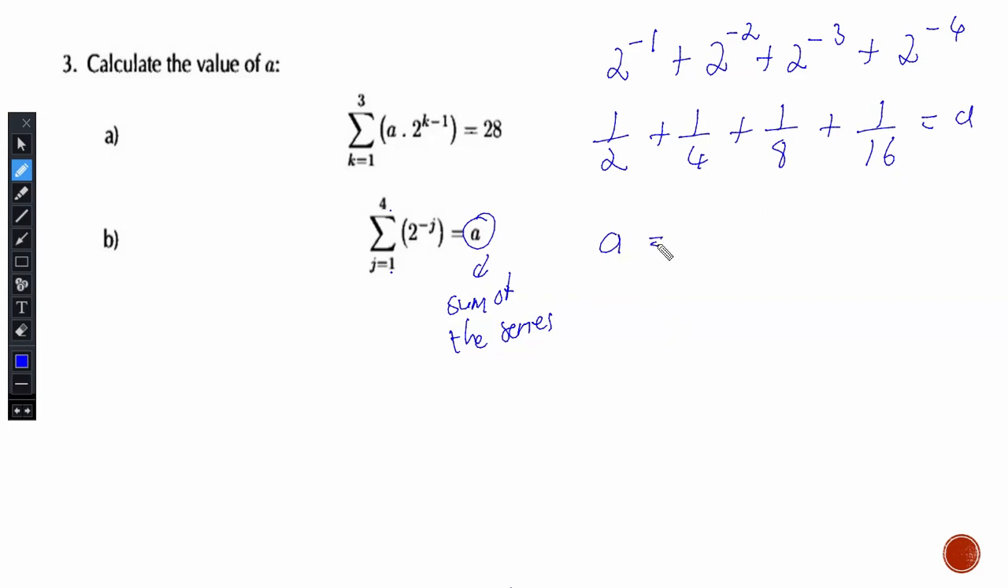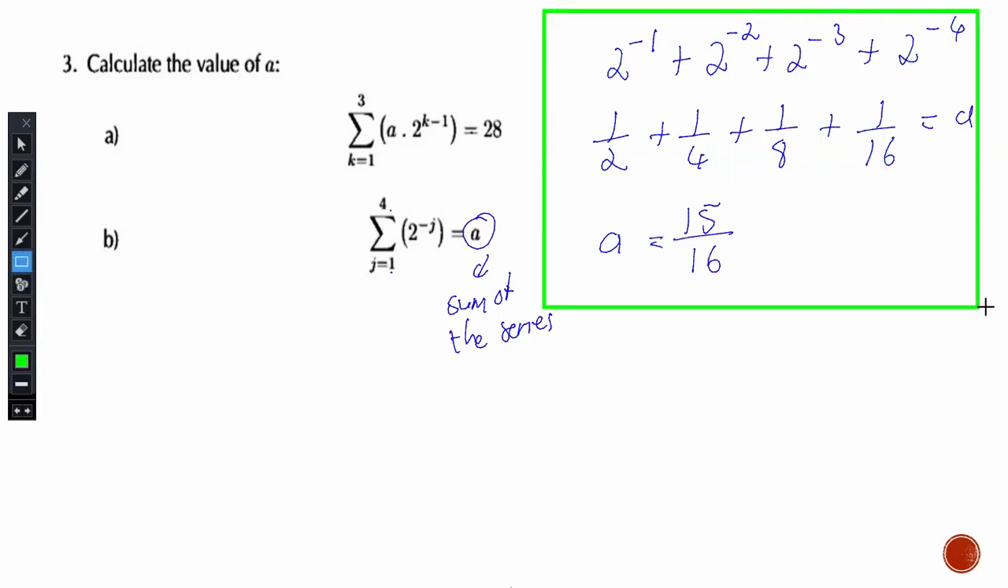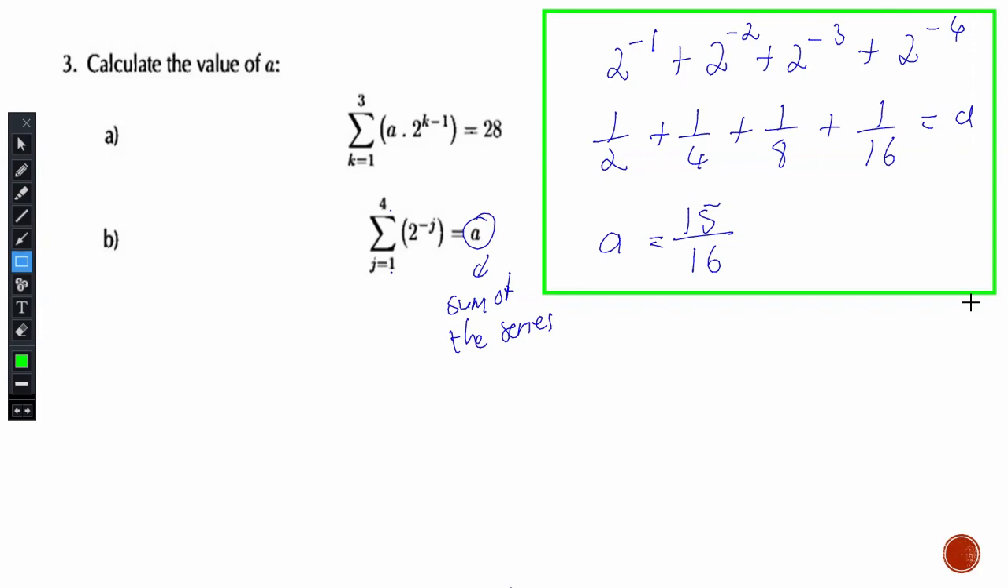Now that means for the value of A, I simply just have to add all of this: 1 over 2 plus 1 over 4 plus 1 over 8 plus 1 over 16, right? And then adding all of that up gives me 15 over 16. So this is the sum right there. So that's how we solve that. Okay, pretty straightforward. Then, okay, let's now see more questions.